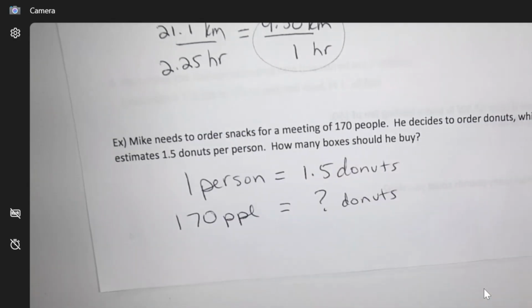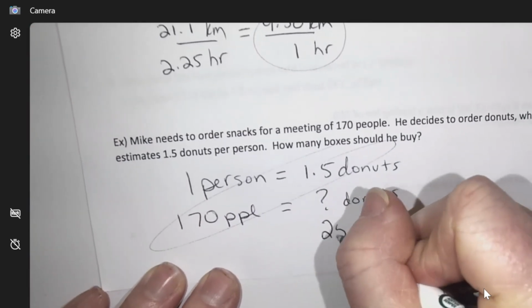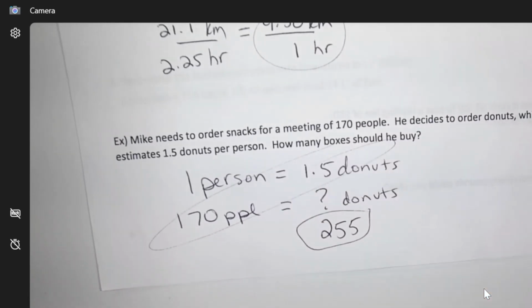So do you see how I always have to line up when I'm cross multiplying stuff? I always have to make sure everything's in a proportion. When I say that, you can't put people and donuts and then donuts and people. You can't mix and match. Cross multiply. Are we good? I'm going to have to buy 255 donuts.